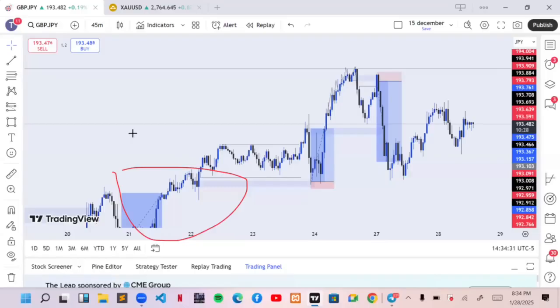So it's two things: where is price coming from? Where is price going to? So it's in between. It's like this: where is price coming from? Then the strategy you use for confirmation to jump in, then the target is where price is going to.